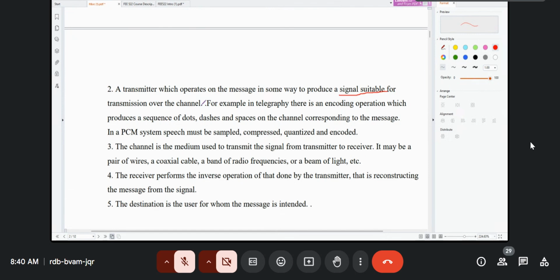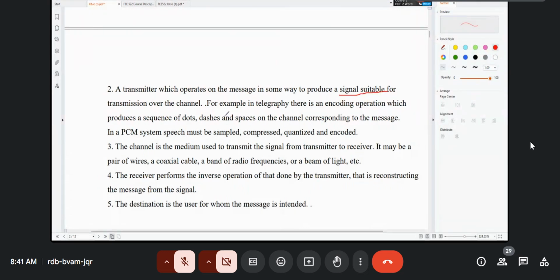If a channel is noiseless, as we are going to see as we go on, it is likely to be lossless. It can be lossless when it's noisy, depending on the amount of noise. But when it's noiseless, then it's lossless. So that's what we mean by producing a signal suitable for transmission over the channel.